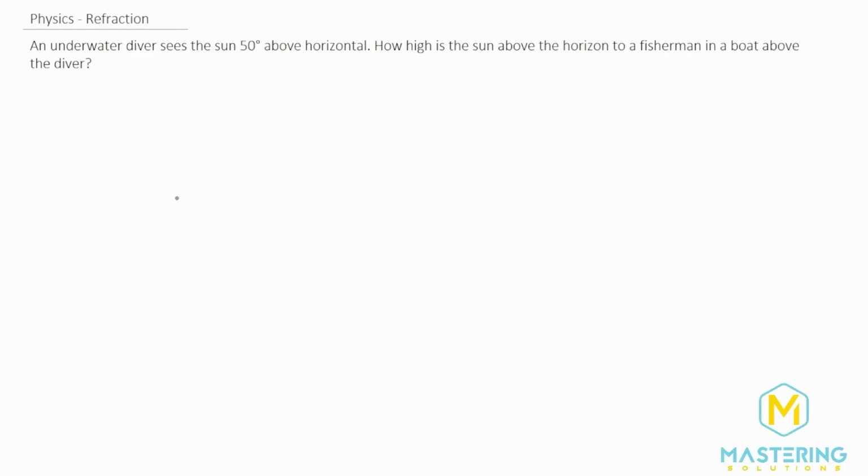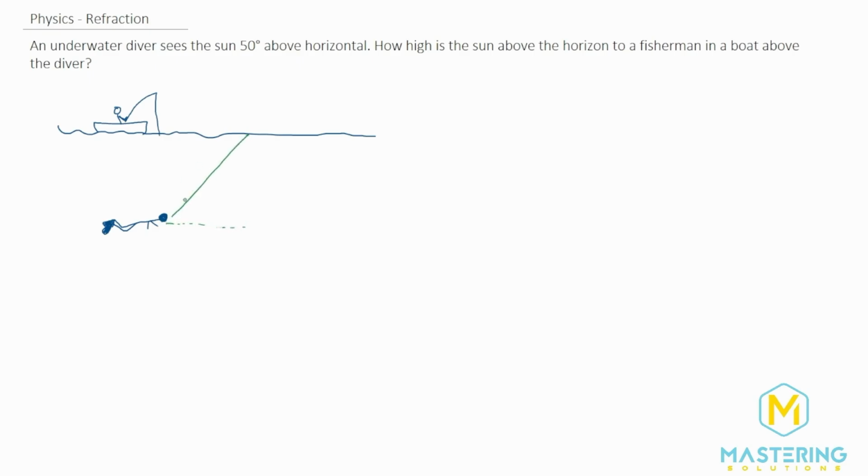Welcome to Mastering Solutions. In this problem, let's draw a picture because getting it set up correctly is half the battle with this one. Okay, so we have our picture here. Now, what is the question saying that the angles are here? They say that the underwater diver sees the sun 50 degrees above the horizontal. So above the horizontal for the diver would be right here.